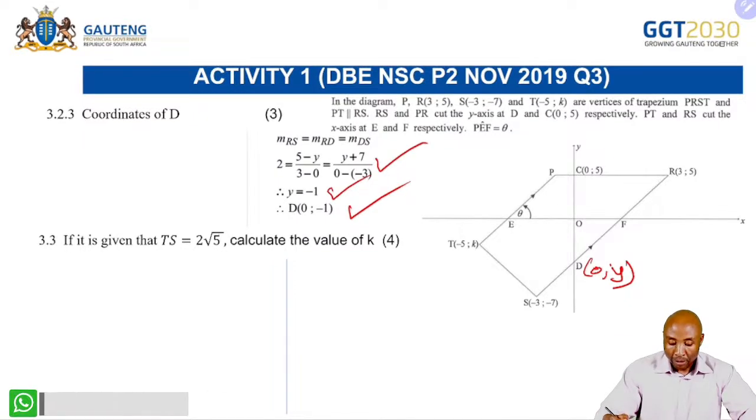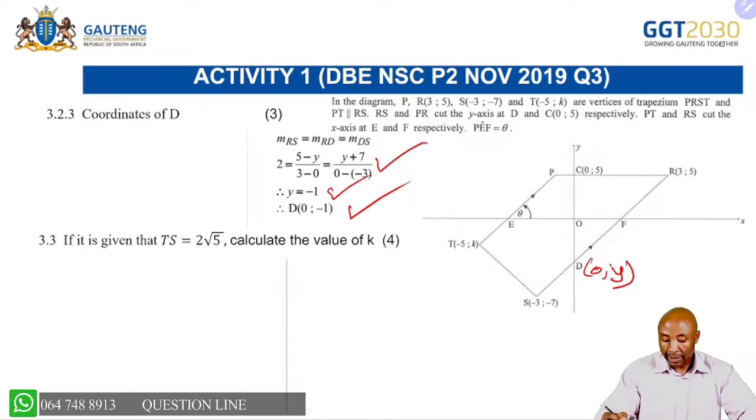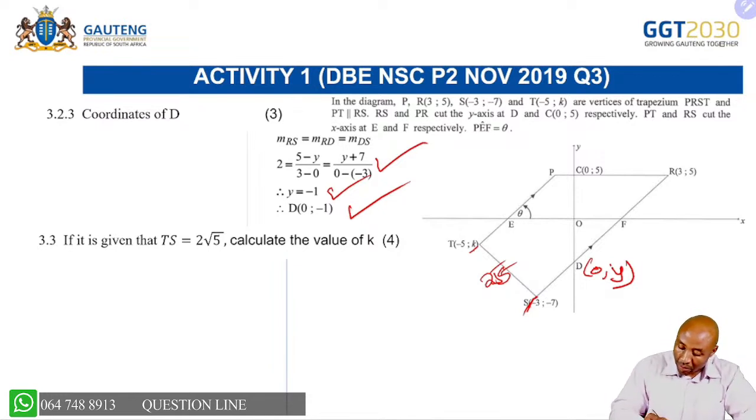Welcome back. I hope we were able to quickly answer this one. Now, it is given that TS is 2 root 5. You can see that TS is a distance. This is 2 root 5 units. So how do we find distance? In a way, you are already able to see that here you are supposed to use your distance formula. So let's look at TS is equal to 2 root 5.